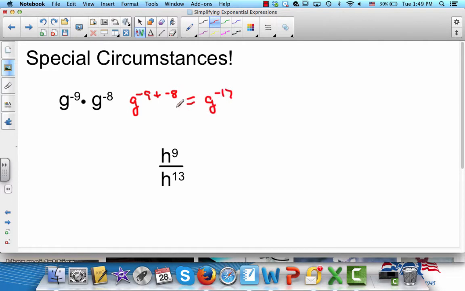And as you learned in a previous lesson, to make this positive, you have to move it to the other side of the divisor line. So this would be 1 over g to the 17th. We've got h to the 9 over h to the 13. That will be h to the 9 minus 13 because you're dividing. And so that will be h to the negative 4. And to make that a positive exponent, we will write 1 over h to the 4th.